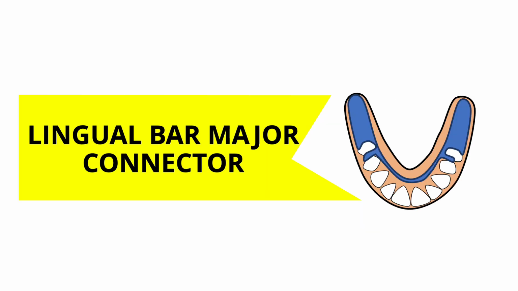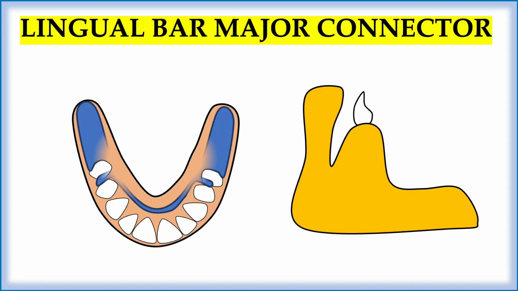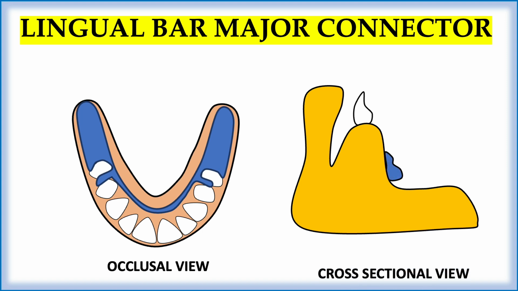Let's begin with the lingual bar major connector. So we have two figures. First, we have an occlusal view of the lingual bar major connector, and second, we have a cross sectional view of the lingual bar major connector. The lingual bar major connector is the most commonly used mandibular major connector.